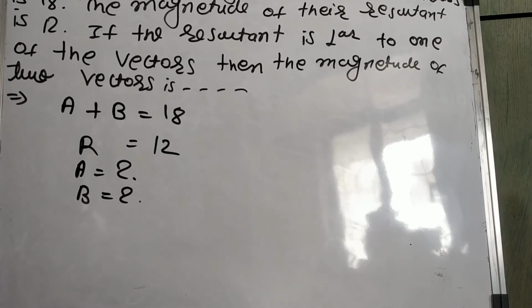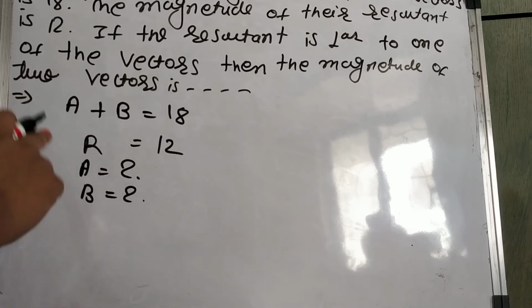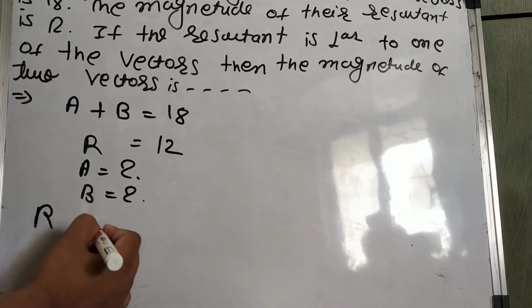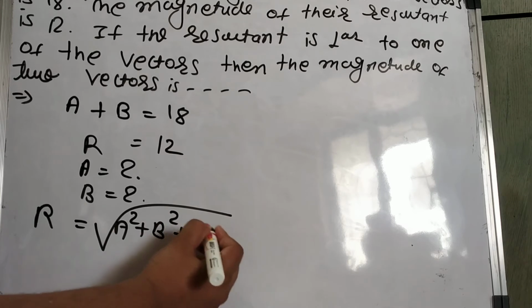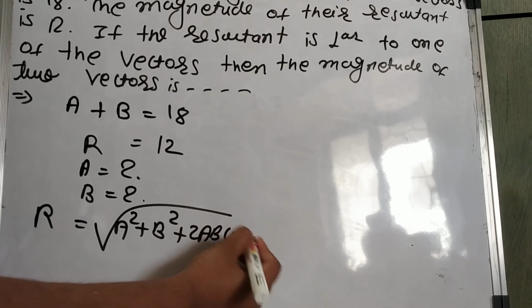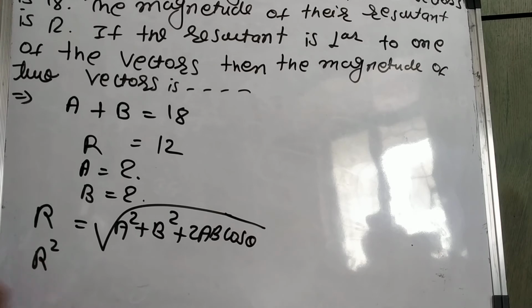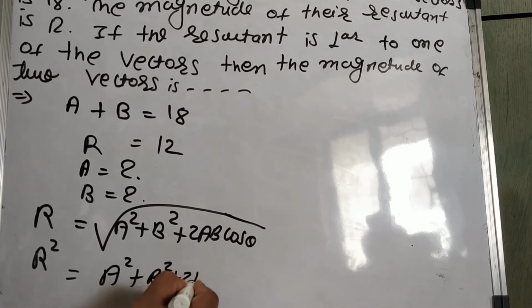So how to calculate? We know that A plus B and R. What is the formula for R? R is equal to the square root of A square plus B square plus 2AB cos theta. What is the formula for the resultant? Taking squares on both sides, R square is equal to A square plus B square plus 2AB cos theta.